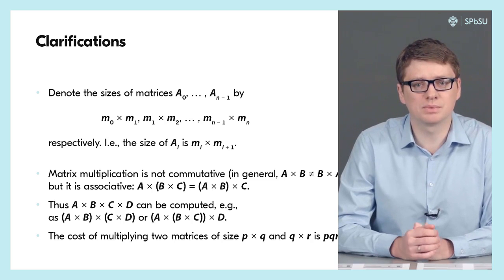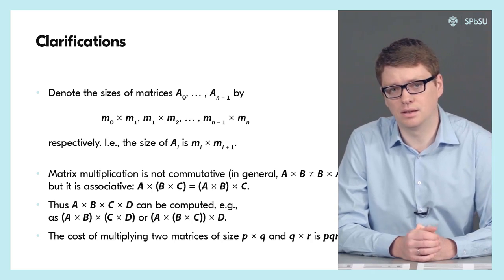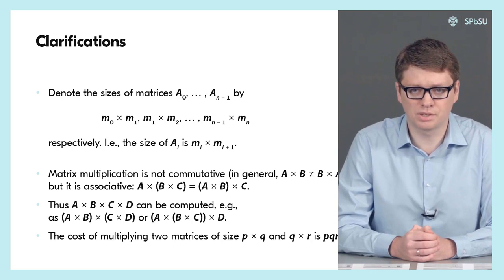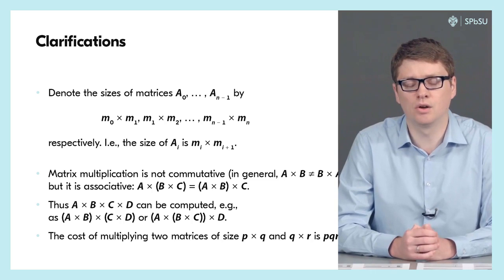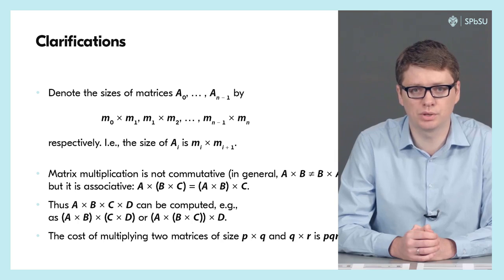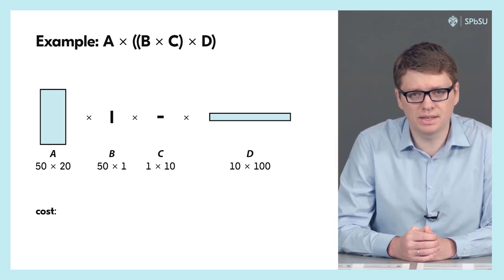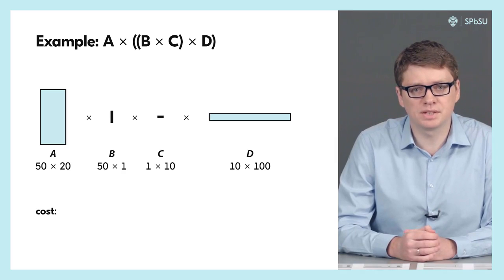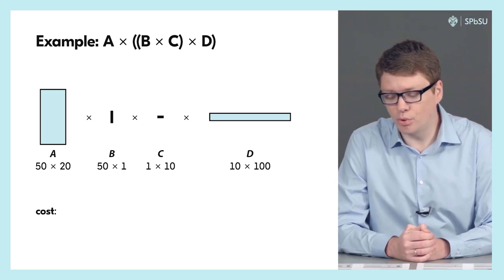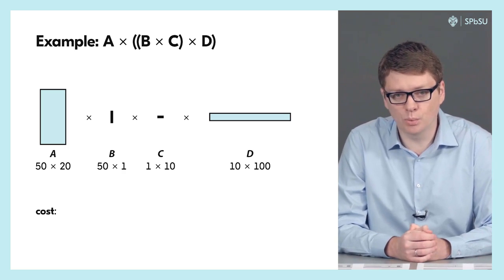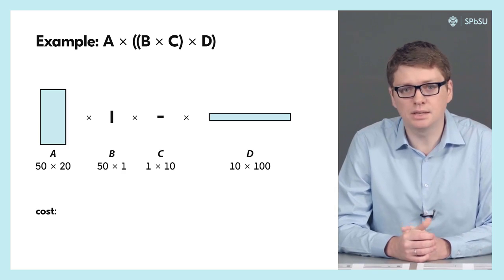In fact, faster algorithms are known for computing the product of two matrices, but for the time being, let's just assume that the cost of multiplying two matrices P by Q and Q by R is just equal to PQR, even without any constants. And before designing an algorithm, let me illustrate that even for small data sets, for example, for four matrices, the order of multiplication actually matters. So consider four matrices A, B, C, and D of the following dimensions: 50 by 20, 20 by 1, 1 by 10, and 10 by 100.